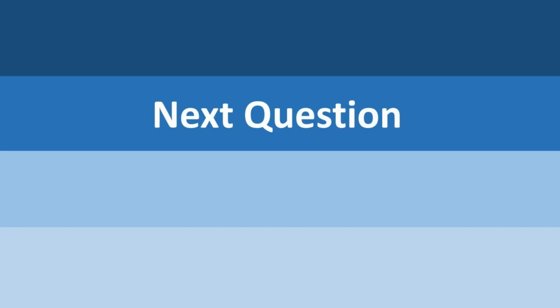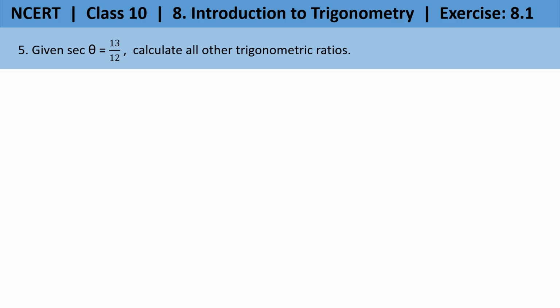Let us see next question. Given secant theta is equal to 13 by 12, calculate all other trigonometric ratios. We have the following information. Secant theta is equal to 13 by 12. Secant theta is also equal to hypotenuse by side adjacent to angle theta, which is equal to AC by AB, which is equal to 13k by 12k.